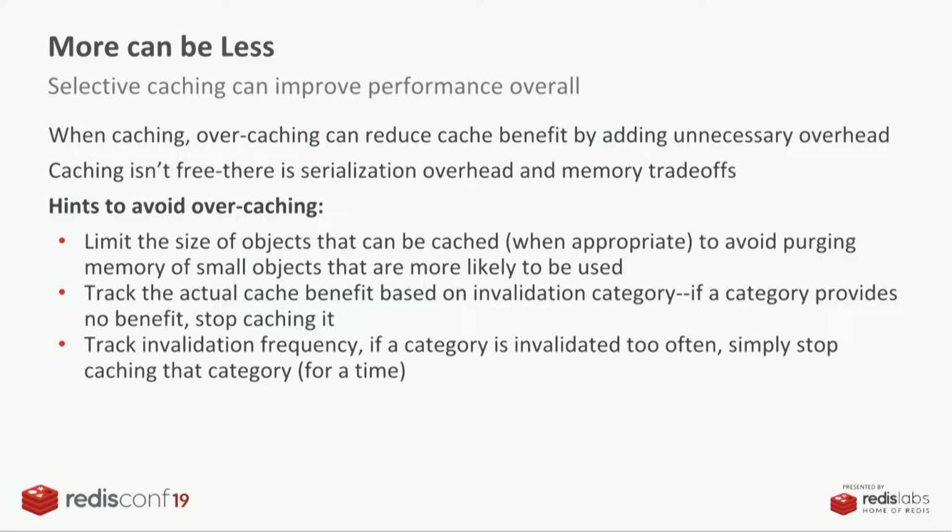Selective caching, more can be less. If you have large objects that are being pulled from the database, a gigabyte of records, whatever, it's pretty obvious you shouldn't necessarily throw that into the cache. But when you get into smaller object sizes, that can become very, very questionable. You want logic that will analyze the actual benefit you're getting out of caching to ensure at worst you're never making things worse by caching, but ideally you're optimizing only for the beneficial queries.